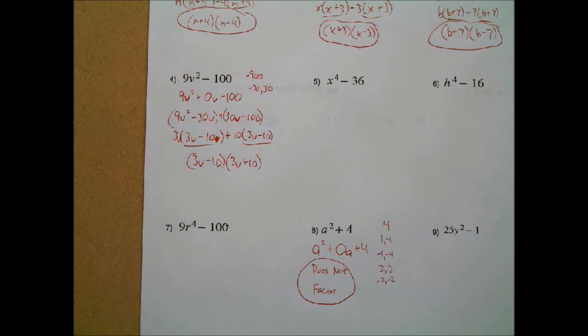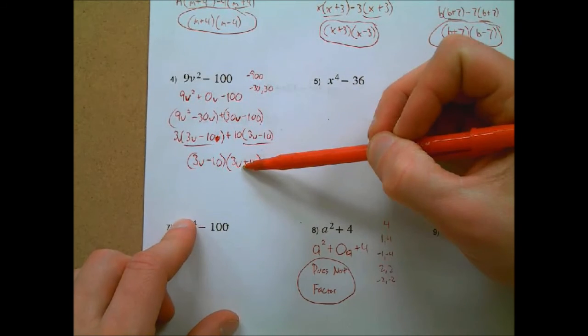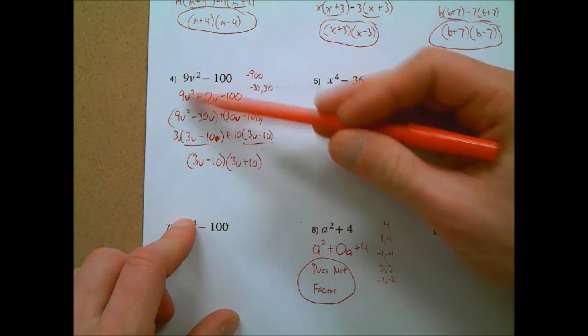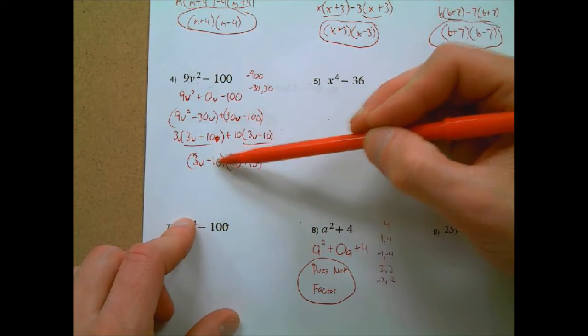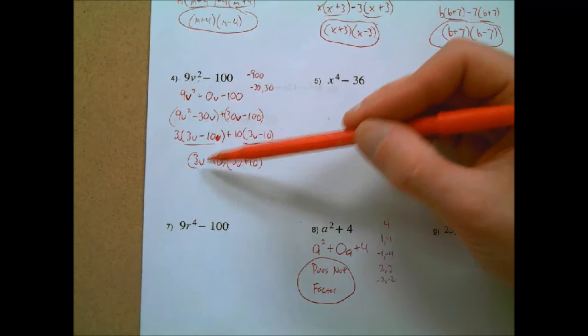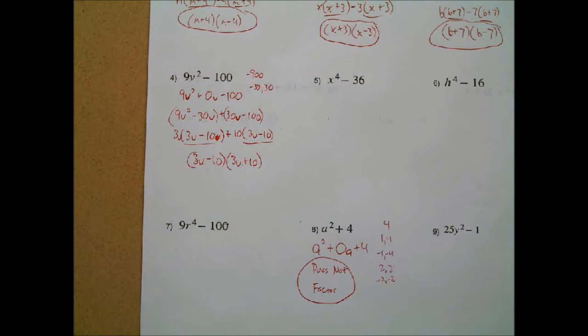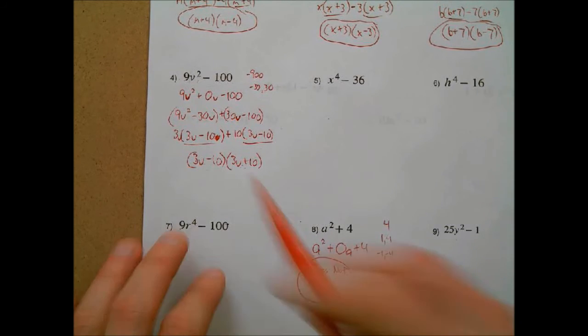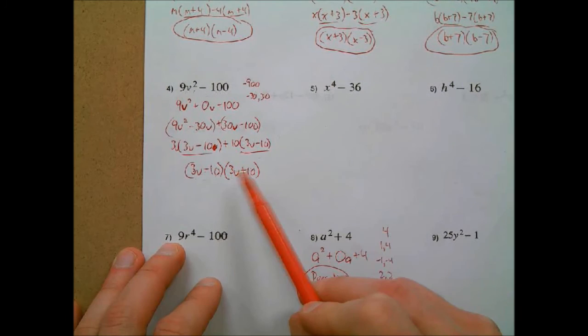Okay. Do you see the difference of squares here again showing up? Yes, sir. Okay. So the 9v squared becomes 3v and 3v, right? Because the square root of 9 is 3, and the v squared becomes just a v. The minus 100 becomes minus 10 plus 10 because the square root of 100 is 10, so it's minus 10 plus 10, like that. Okay? So difference of squares, we break it up into the square root of the first term minus the square root of the second term, and the square root of the first term plus the square root of the second term.